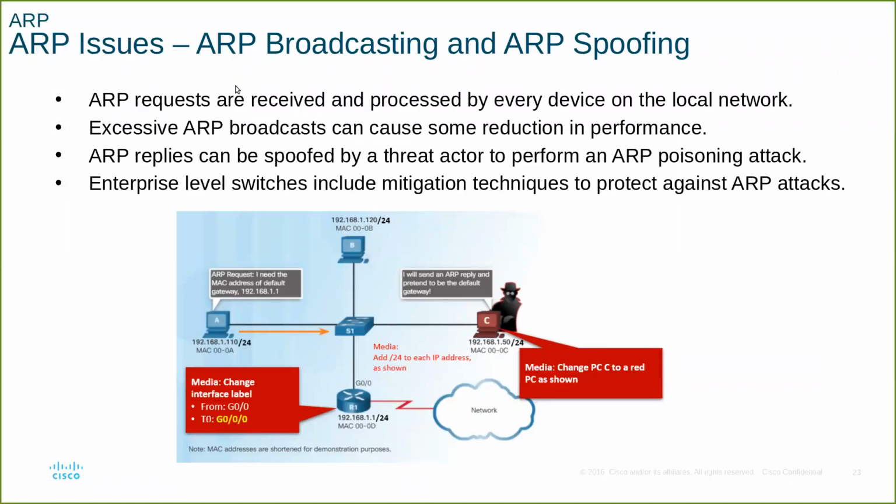ARP issues: ARP broadcasting and ARP spoofing. ARP requests are received and processed by every device on the local network. Excessive ARP broadcasts can cause some reduction in performance. Too much ARP broadcast in the network can create network congestion. ARP replies can be spoofed by threat actors. The ARP reply that the computer will send to give its MAC address can be captured by an attacker and then modified. Enterprise-level switches include mitigation techniques to protect against ARP attacks.